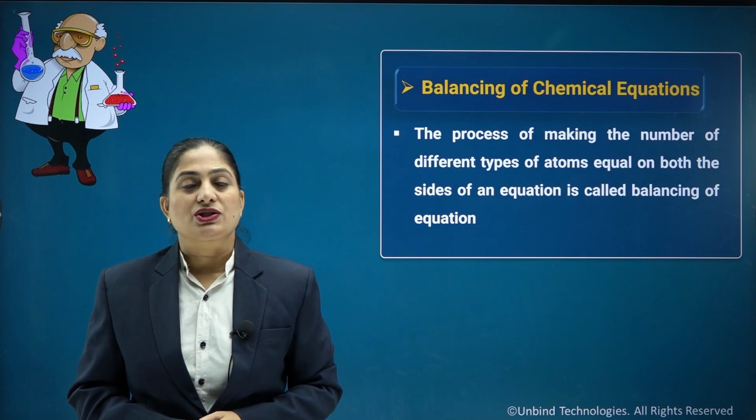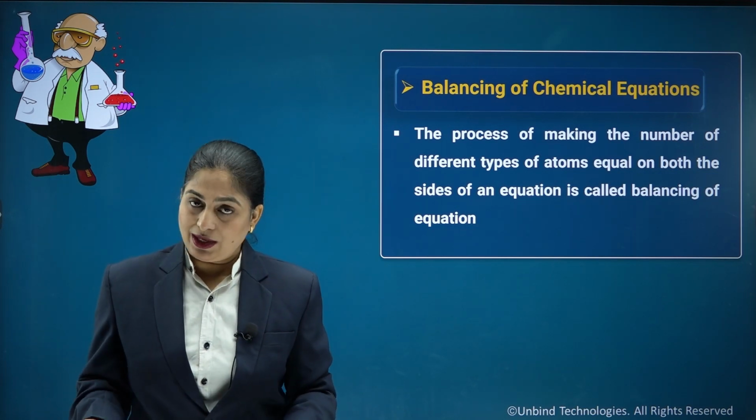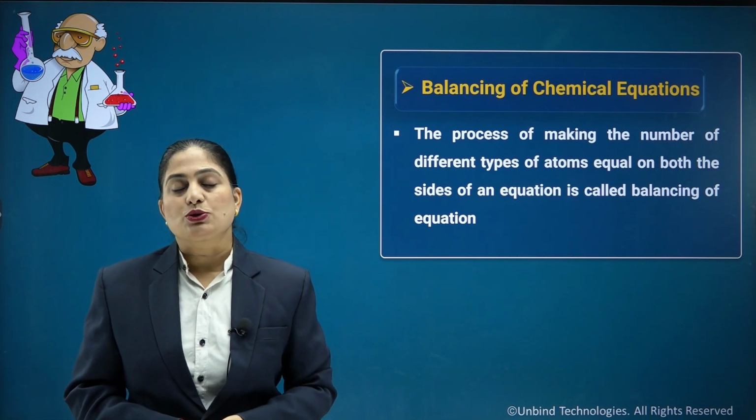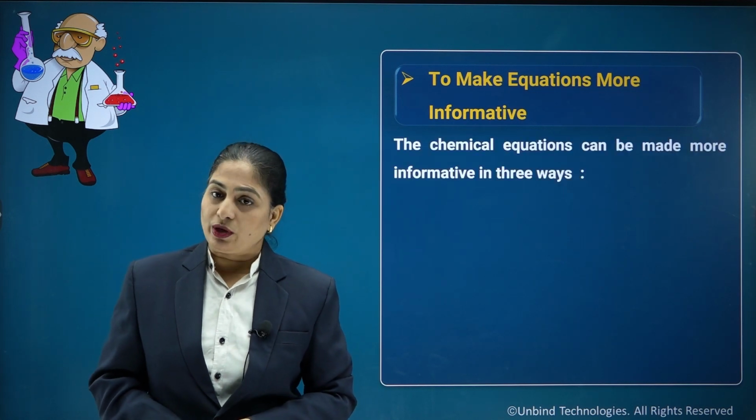So, we can balance just by counting the number of atoms on the left side and right side. If they are equal, it is balanced. If they are not equal, we have to follow certain steps to make them equal. So, now how to make an equation more informative?